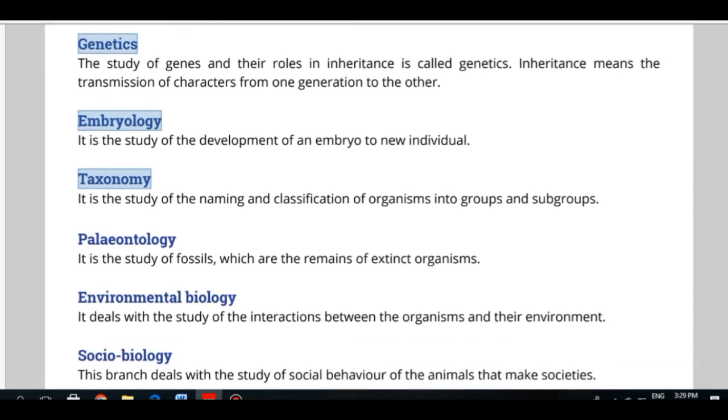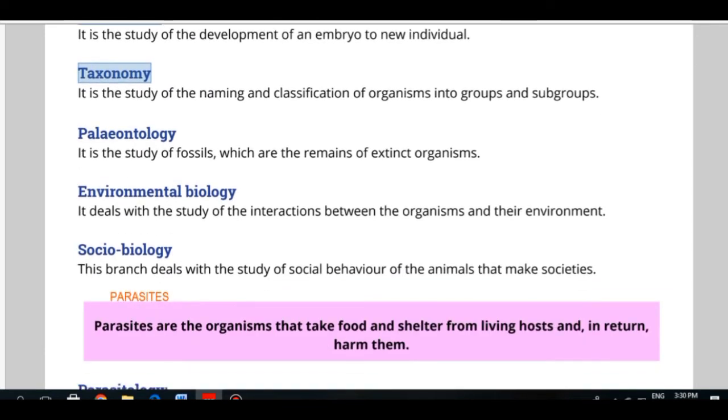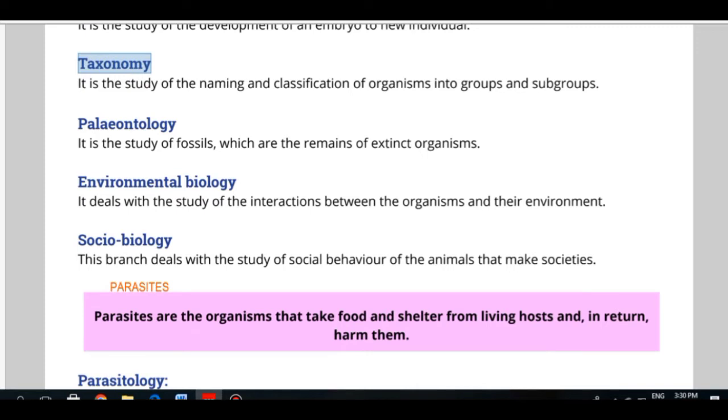Then the next branch is embryology. It is the study of the development of an embryo into a new individual. Taxonomy is the study of the naming and classification of organisms into groups and subgroups. Then we have paleontology. It is the study of fossils, which are the remains of extinct organisms. Then the next branch over here is environmental biology. It is also an important short question. It deals with the study of the interactions between the organisms and their environment. Then social biology. This branch deals with the study of the social behavior of the animals that make a society.